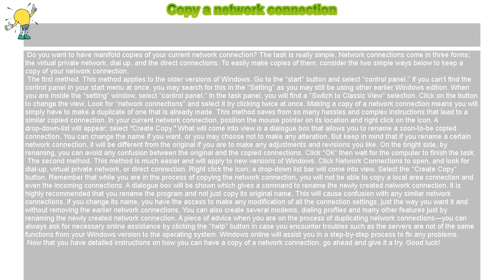A piece of advice: when you are in the process of duplicating network connections, you can always ask for necessary online assistance by clicking the Help button in case you encounter troubles such as the servers are not of the same functions from your Windows version to the operating system. Windows Online will assist you in a step-by-step process to fix any problems.